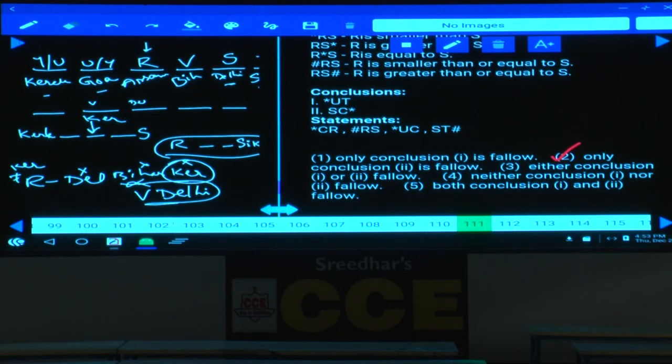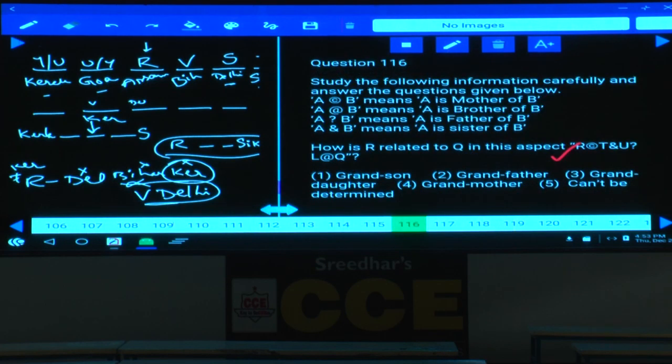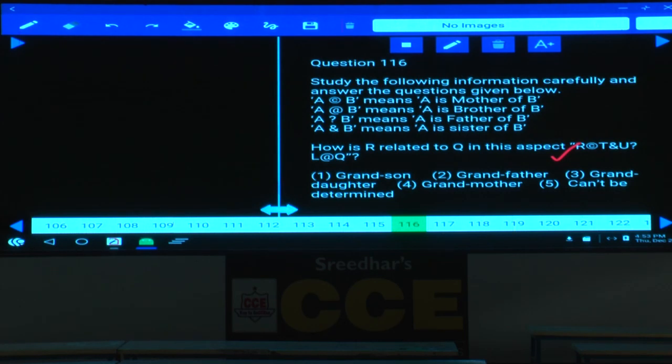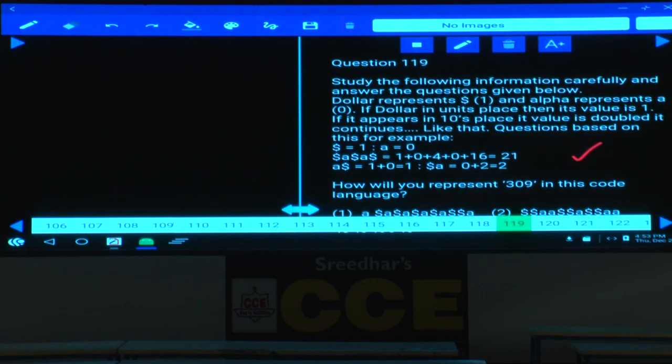Then 116 to 118. Now these questions, 116 to 118, are blood relations. Is there anything to be explained among these three? Then question number 119.